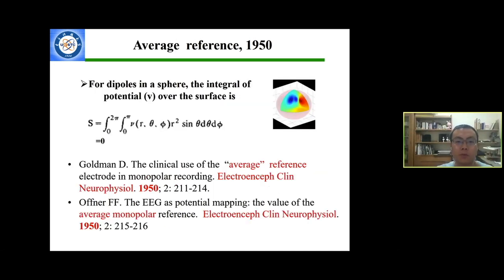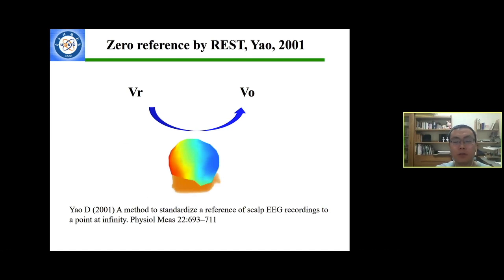The average reference was proposed in the 1950s, and for dipoles in a sphere, the integral of potential over the surface is 0, and these are the key papers about the average reference. In 2001, a new method to standardize the reference of scalp EEG recordings to a point at infinity, named the zero reference, was proposed by Professor Yao.